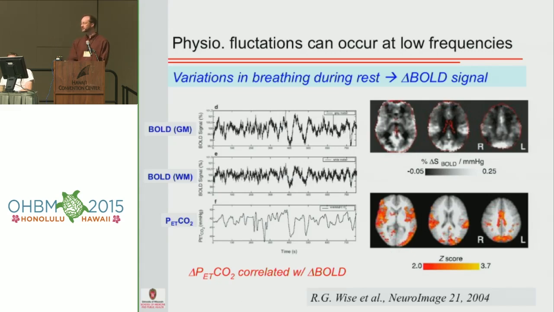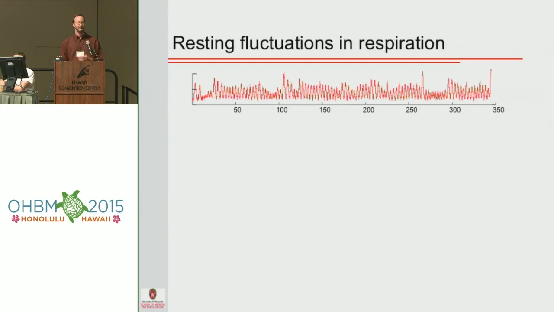And what you see here is some nice work from Richard Wise from a number of years ago, where he looked at the average gray matter signal and average white matter signal plotted here. And you can see a striking correlation between that and the end-tidal CO2 changes that are plotted there on the bottom. And you can see that it's also spatially heterogeneous, as indicated in the unthresholded map at the top or the thresholded map at the bottom. Now, you can look at this too. I was very interested in it from some of my work. We didn't have measures of end-tidal CO2, but if you just take the respiration trace, and this is an example from a particular subject, you can see there are periods when they're breathing deeply, periods when they're holding their breath or breathing more shallowly.